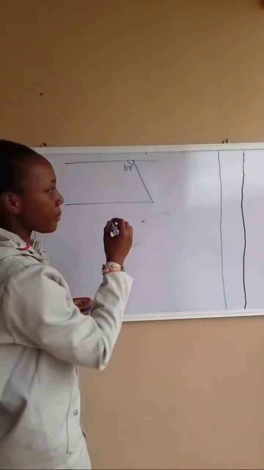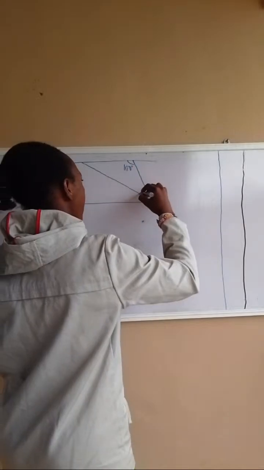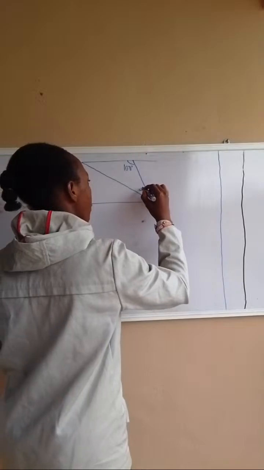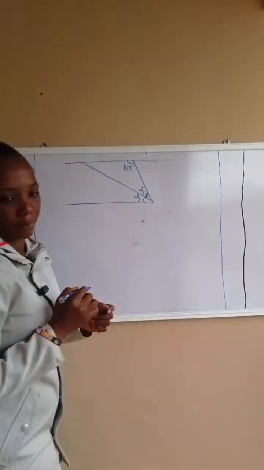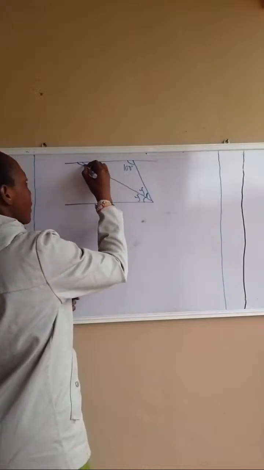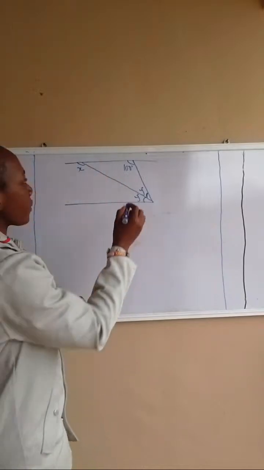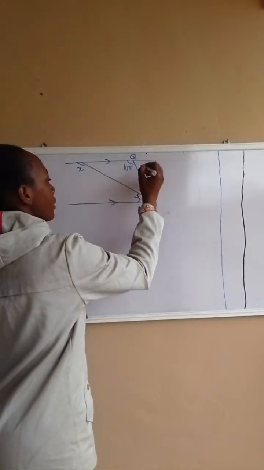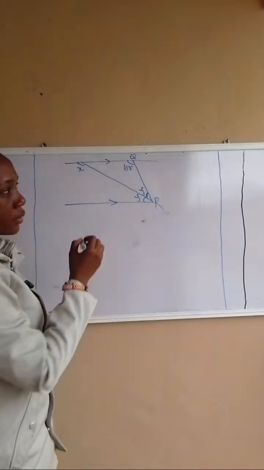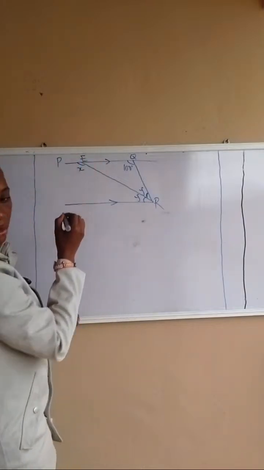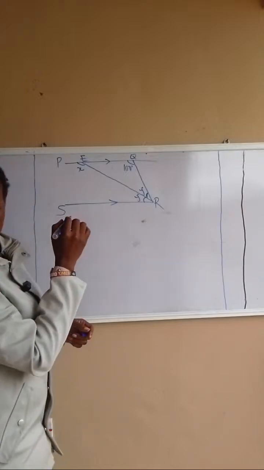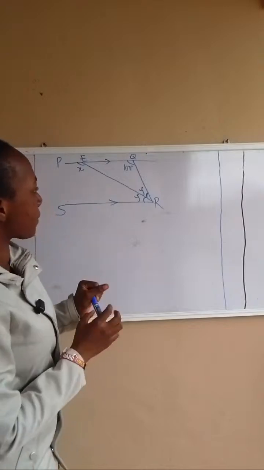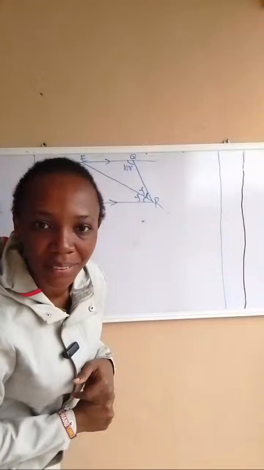So we have this line bisecting this. So we have here as y degrees, y degrees. And here is x. These two lines are parallel. We have Q here, R here, E, P, S, and I think that's it. So this is the question we have.